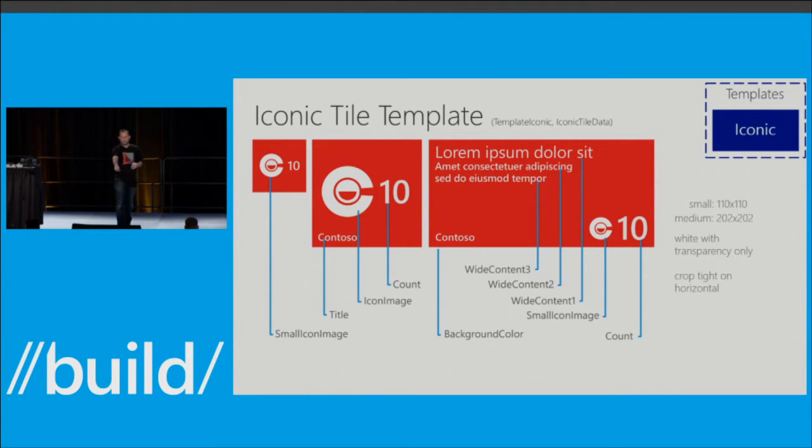For example, on the medium, the vertical padding would go all the way up to 202. But on the horizontal, that would actually be more like 120 is how wide that icon is, and it's very tightly cropped. There's a great set of design guidelines online that talk about how to design your iconic tile to look and feel great. I recommend you go out and look at them. They're on MSDN. If you find the tile documentation, you'll very easily find the tile design guidelines as well.